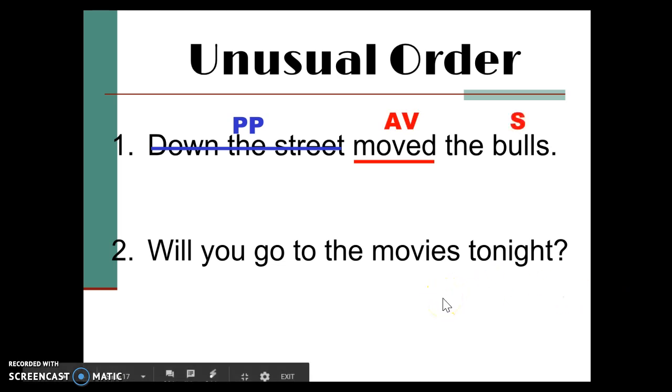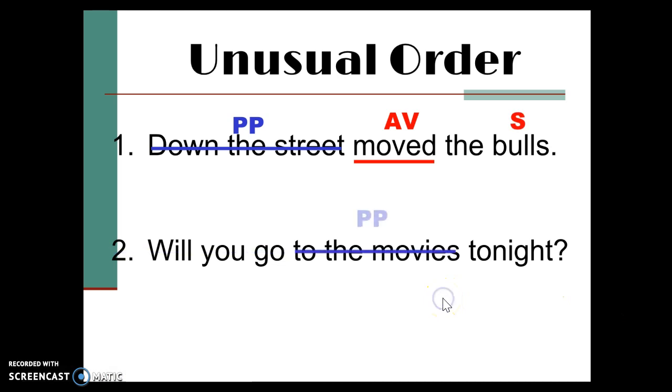In the second example, we look for our imposter. To the movies is a prepositional phrase. Looks like it could have been an infinitive. It's got to at the beginning, but it's followed by a noun, to the movies. Now we look for our verb, and we've got 2 of them. Go is an action verb, and will is helping it along. So we ask, who or what will go? You will go. So that's the subject.